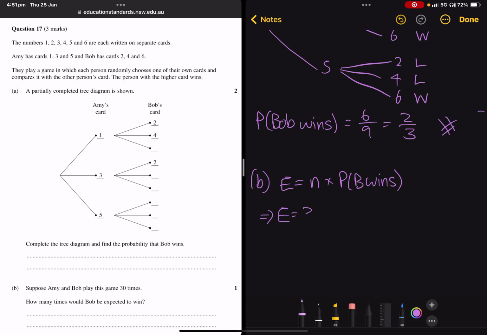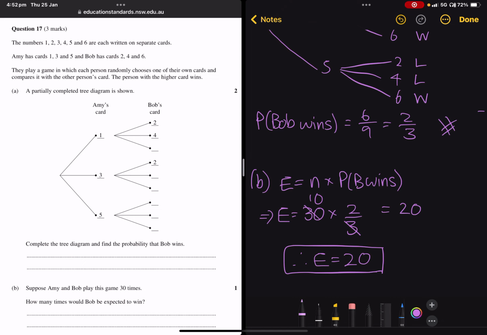So they play 30 times. He has a probability of winning of 2/3. So this is 10 times 2. This is 20. So therefore, Bob should expect to win 20 times out of 30 games. And this makes sense because Bob has a bias towards winning, because in general, Bob has higher cards. 2 is higher than 1, 4 is higher than 3, 6 is higher than 5. So there is a slight bias towards Bob winning.